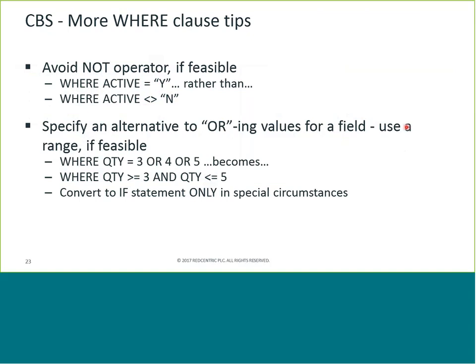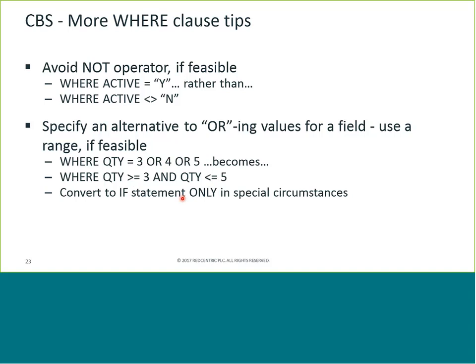Specifying alternatives to OR for a field: use a range where possible. Here we've got where quantity equals 3 or 4 or 5. Change that to where quantity greater than or equal to 3 and quantity less than or equal to 5. That's a single traversal. This is actually 3 traversals it will do of the table in order to find the 3 different values internally. So it's more efficient to use a range if you can.